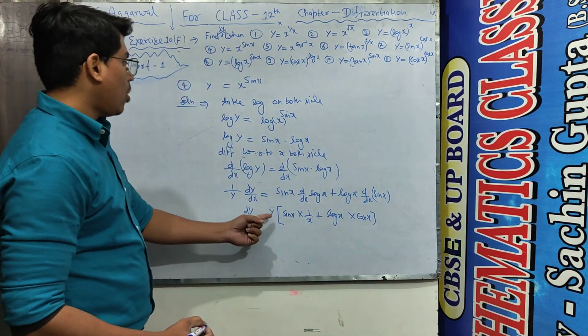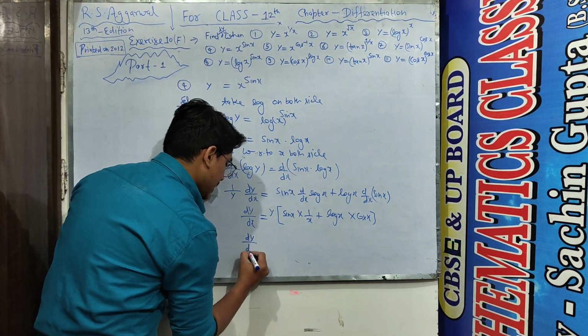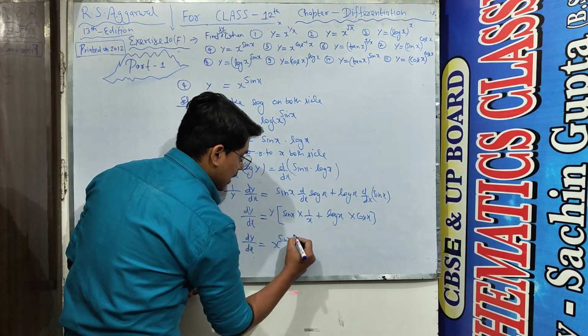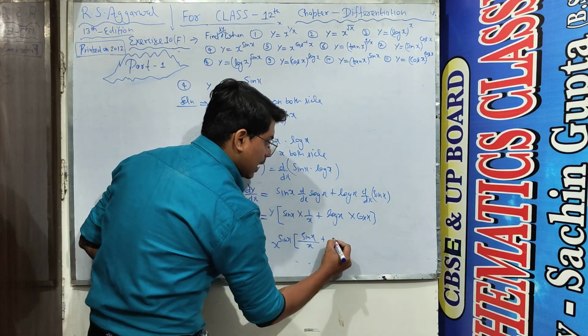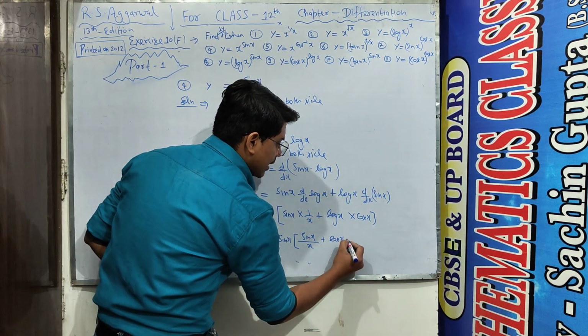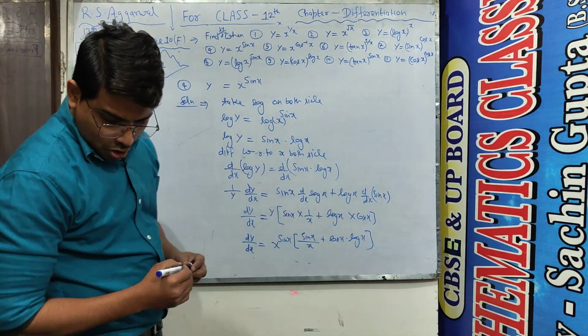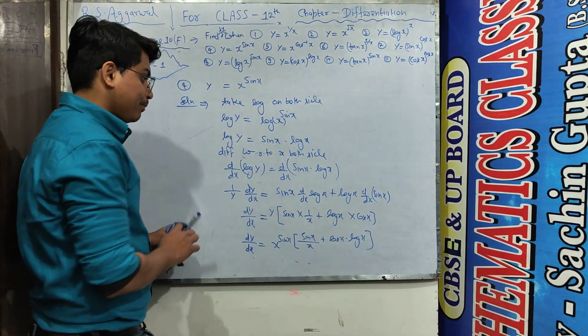Now the value of y, I put x raised to the power sin x here. dy by dx I write as well, and it becomes x raised to the power sin x, and this becomes sin x upon x plus cos x into log x. This is our answer of question number 4.